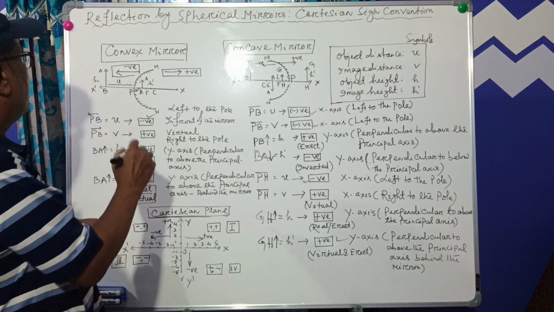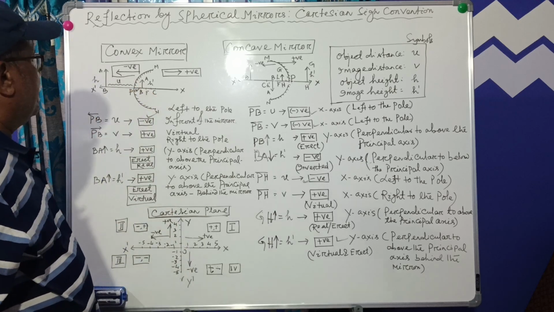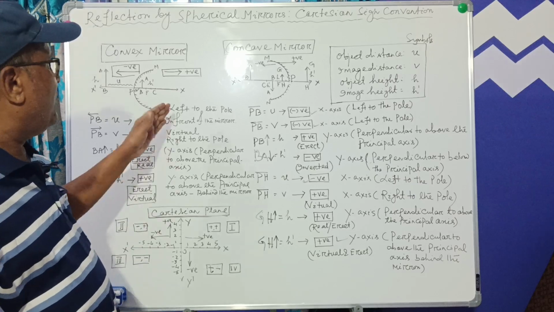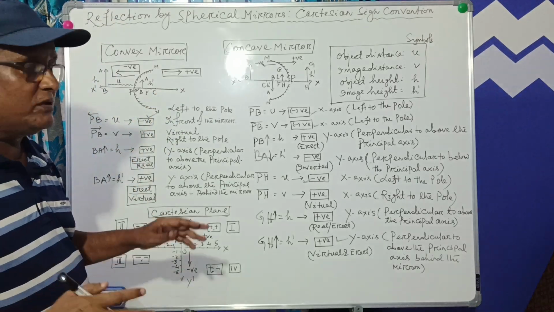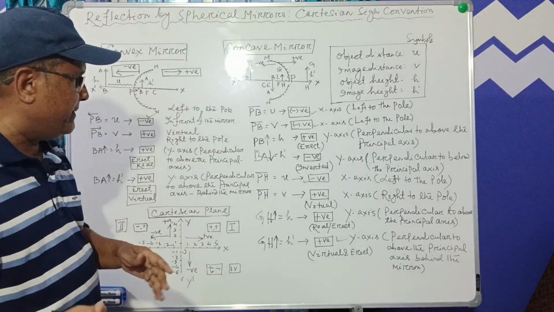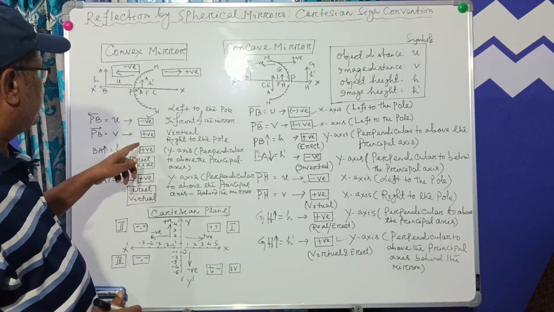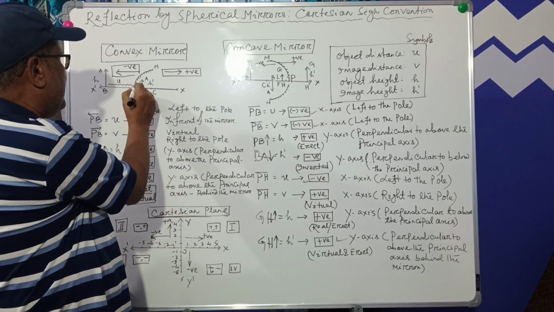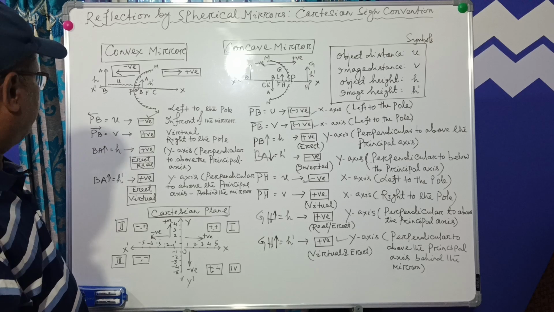Now PB, you see PB here. Because in the case of a convex mirror, all images are virtual. The image is formed behind the mirror. So PB, that is the image distance, is positive because it is to the right of the pole. It is virtual, formed behind the mirror.